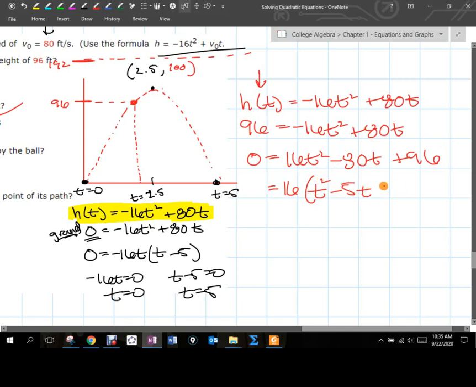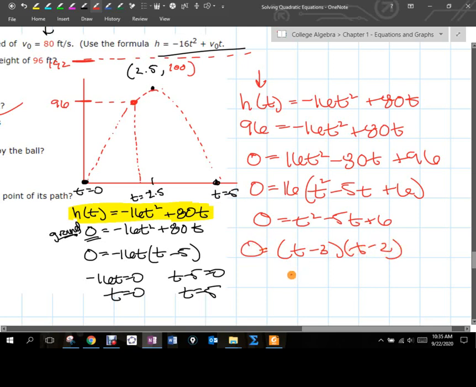So t squared minus 5t plus 6. Divide both sides by 16. And now I get t minus 3, t minus 2. So t is 3 seconds, and t is 2 seconds. Is everybody okay with that? Okay.